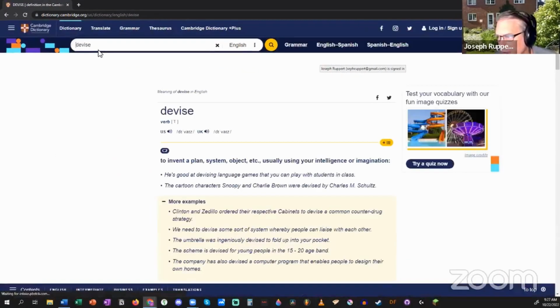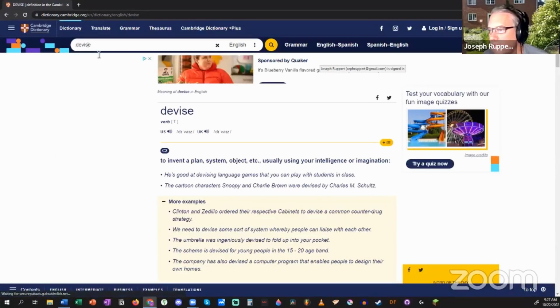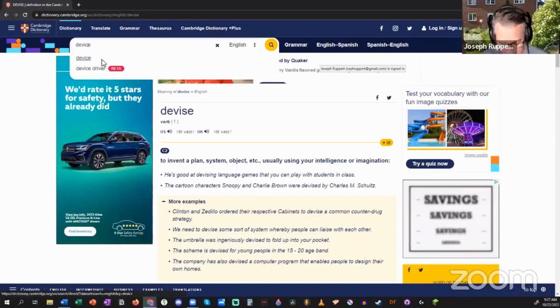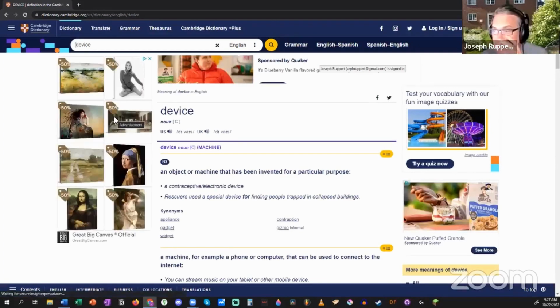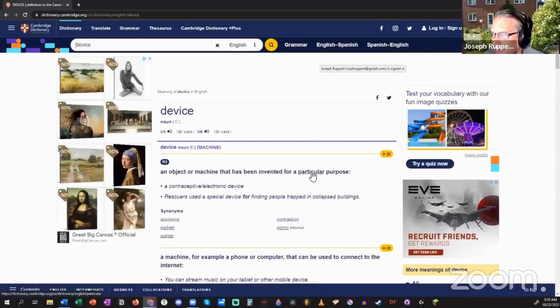devise, which, by the way, is a verb. We want to be very careful to make a distinction between device, which is a noun, and devise, which is a verb. So device, which is probably a word that you're very familiar with, is an object or machine that has been invented for a particular purpose. And I want to pay attention to this word invented here. An object or machine that has been invented for a particular purpose. So where's my phone? I don't know where my phone is, but my phone is a device, right? Obviously, a device.